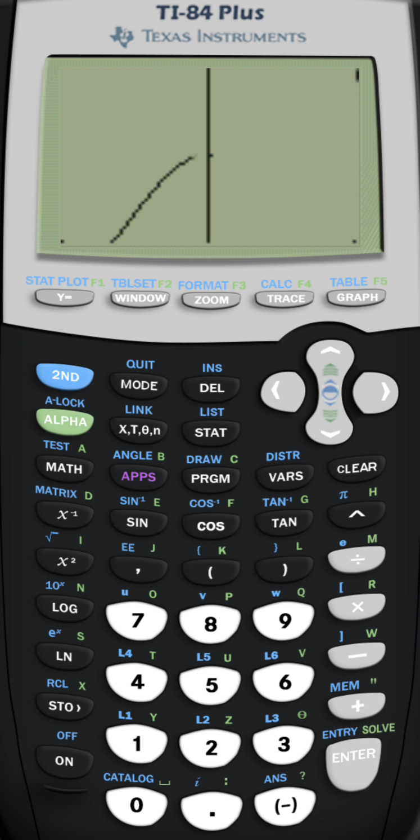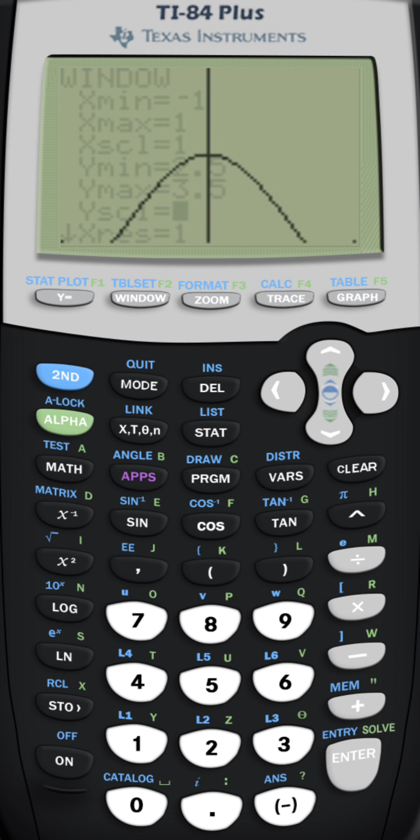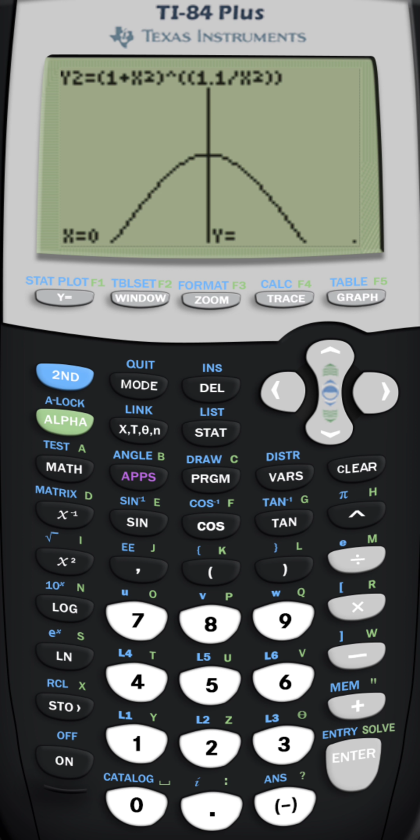I already have the window set to the first setting. In problem 33, we're asked to graph the window between -1 and 1, and then 2.5 and 3.5, and then use the trace feature. Notice y is undefined at x equals 0, but if we get really close to it, we're at 3 and 3.034. So we're getting closer and closer to 3.03 as we use the trace feature.